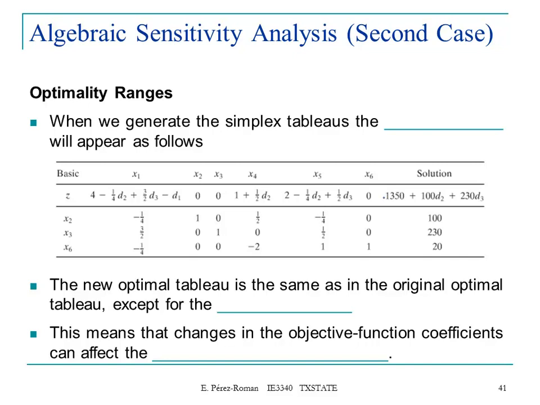So when we generate the simplex tableaus, the optimal iteration will appear as follows. This is your optimal solution, and as you can see, now you have multiple coefficients and your optimal solution is given in terms of D1, D2, and D3. The optimal tableau is the same as the original tableau, except for the reduced costs, which are associated with the new variables D1, D2, and D3. This means that changes in the objective function coefficients can affect only the optimality of the problem. So the solution is the same; the only thing that is different is row 0.